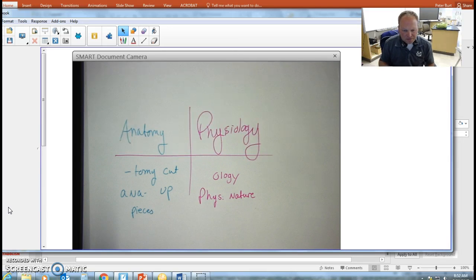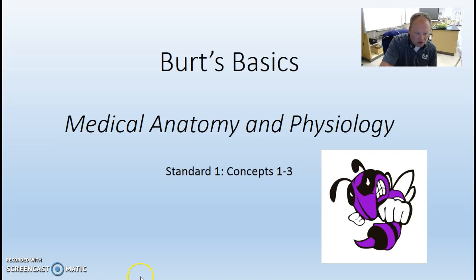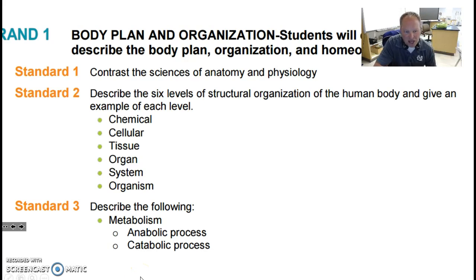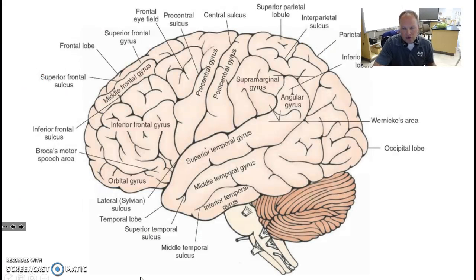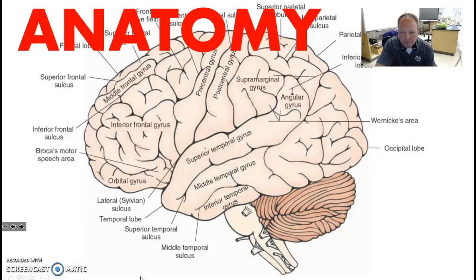So in physiology, we're studying more how everything works together, how they piece together and form a team. Let me give you a better example of anatomy versus physiology. In every class you ever have, they're going to freak out because you're going to see your precentral sulcus and your central sulcus. This is a perfect example of what we call an anatomy diagram. These are all the parts and the pieces of the brain.